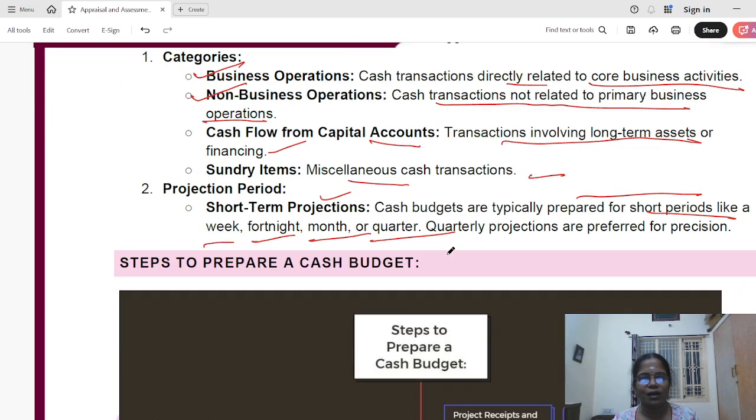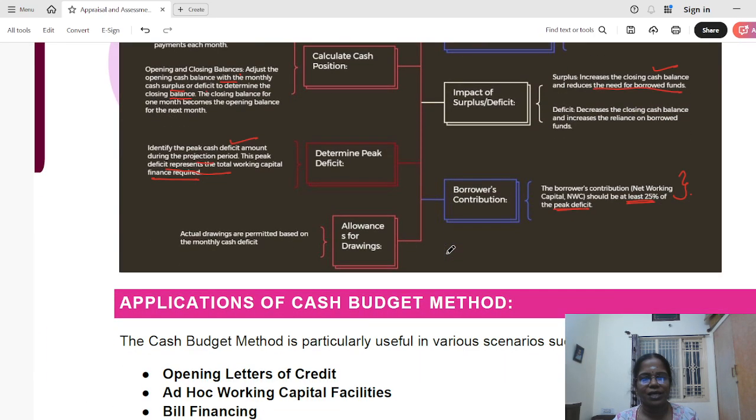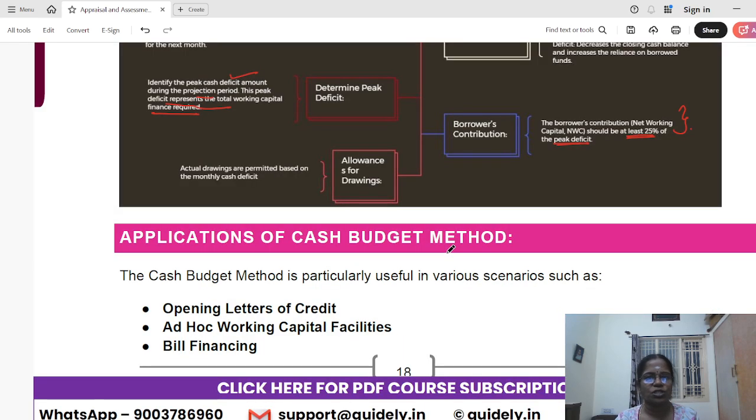So whatever the steps for determining the cash budget, application of the cash budget method. So cash budget method க்கு என்ன மாதிரியான various scenarios என்னென்ன இருக்கும் அப்படின்னா, opening letter of credit, ad hoc working capital facilities and bill financing. So there are three cases. One is the opening letters of credit, another one is the ad hoc working capital finance.